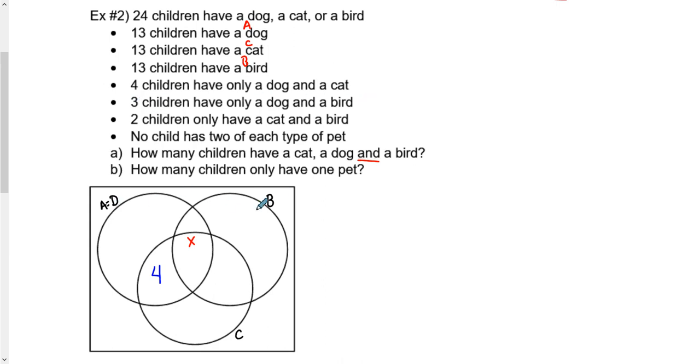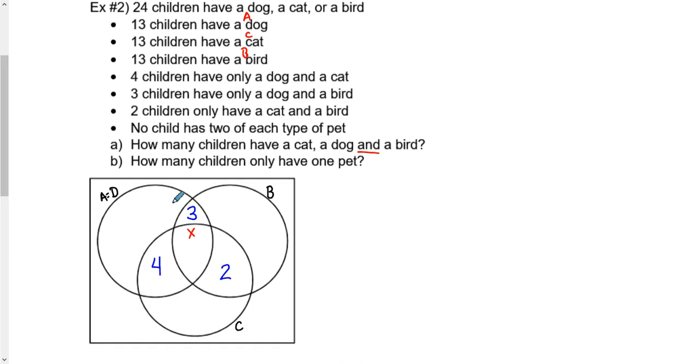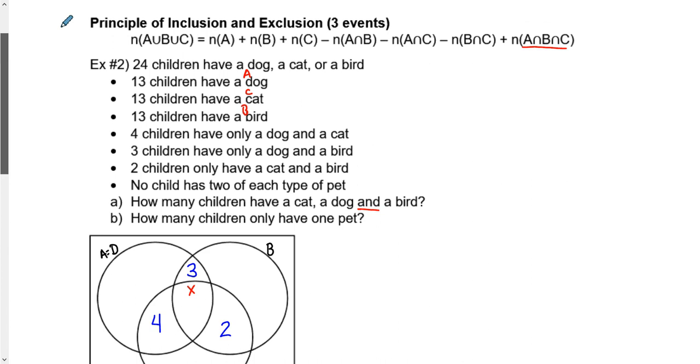So dog and a bird, that's this. 2 have only a cat and bird. So it's not talking about this entire intersection here. It's just talking about just this part. No child has 2 of each type. Well, that's just kind of saying that it doesn't matter whether they have more than 1 dog or more than 1 cat. We still don't know how many have 1 of each. That's where our formula comes in.